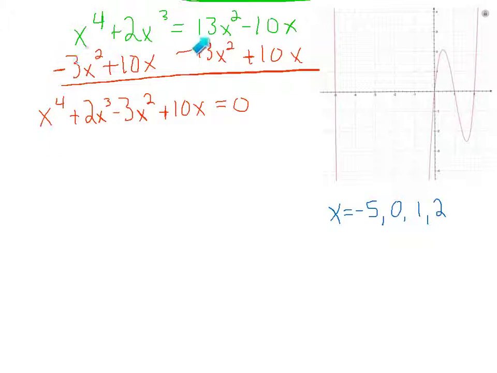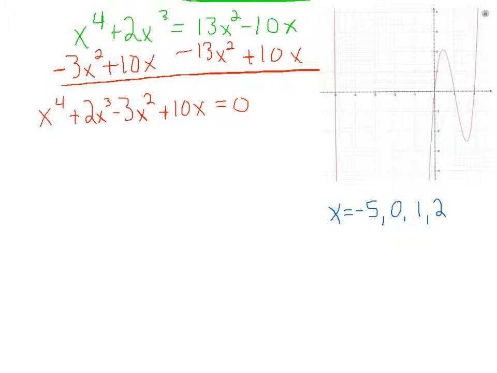First of all, if we look at this, we need to put this equation into standard form. You could have done this a little bit differently than me, but what I did is I subtracted 13x squared and added 10x to both sides. Since there are no like terms, we just have to write out the 4 terms. So x to the fourth plus 2x cubed minus 3x squared plus 10x equals 0. And that is in standard descending order.